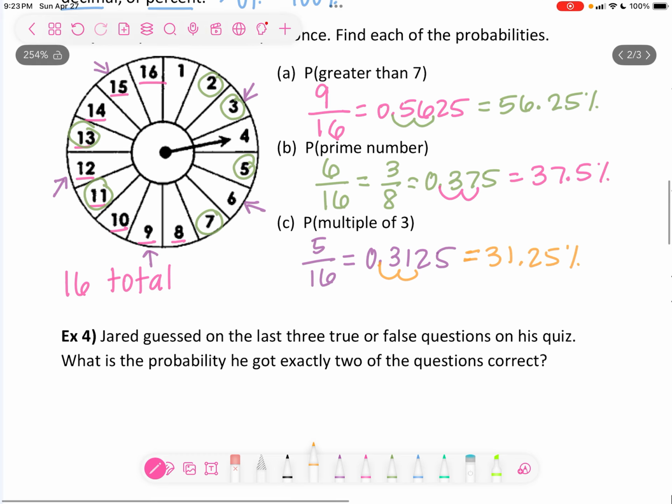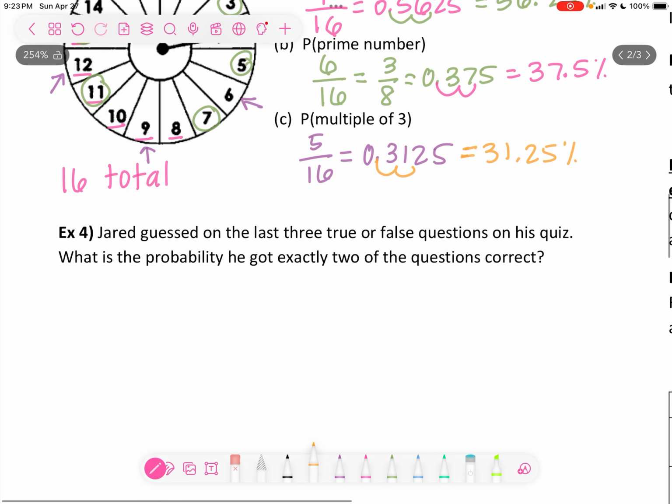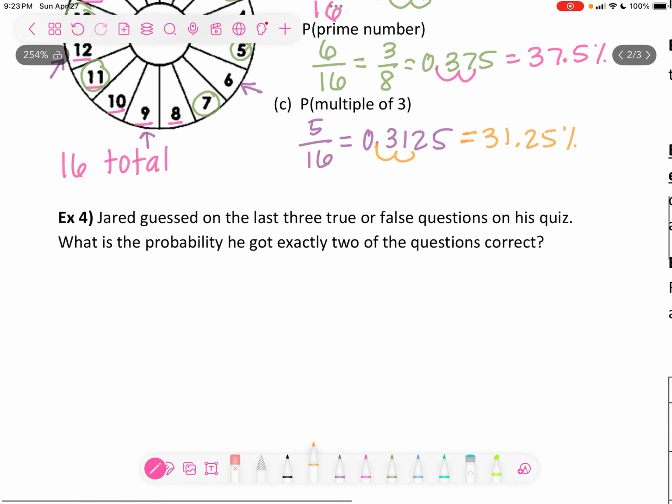All right, let's keep going. For example 4, Jared guessed on the last 3 true or false questions on his quiz. What is the probability he got exactly 2 of the questions correct? Okay, so if you're guessing on a question, there's only 2 options. You're either going to get it correct or you're going to get it incorrect, right? It's either right or it's wrong. So the question here is, what is the probability that he got exactly 2 of the questions correct? So every time he guesses, it's either correct or incorrect, right? And then we're trying to figure out what's the probability he gets exactly 2.